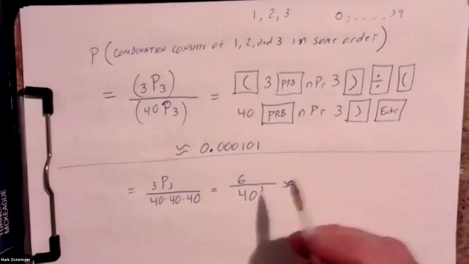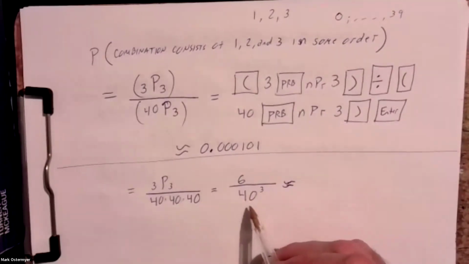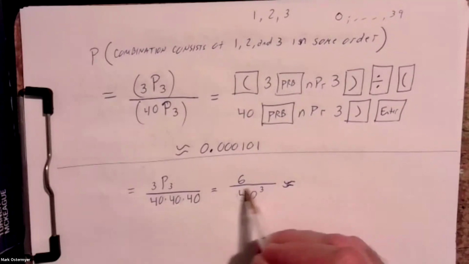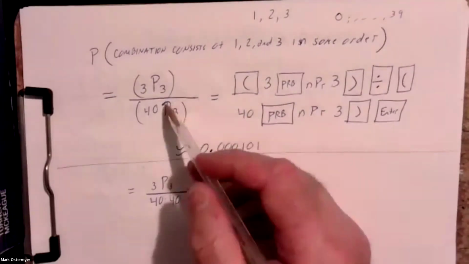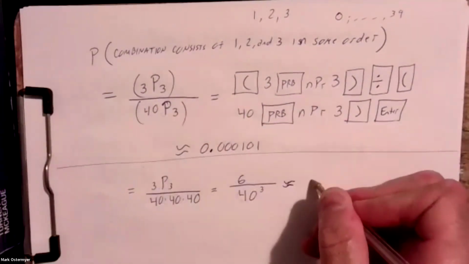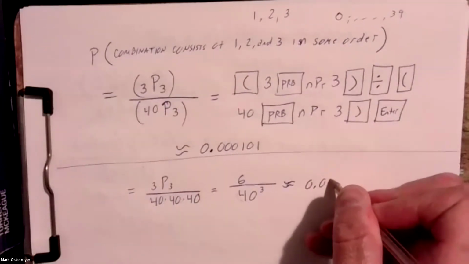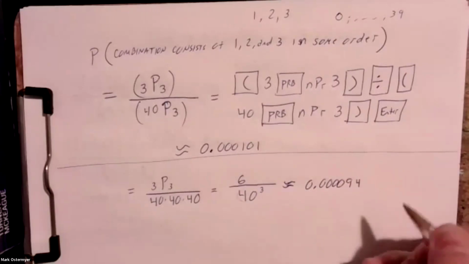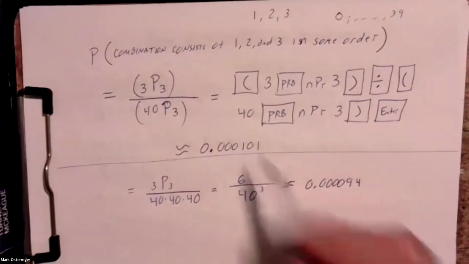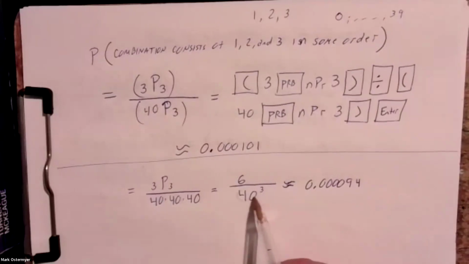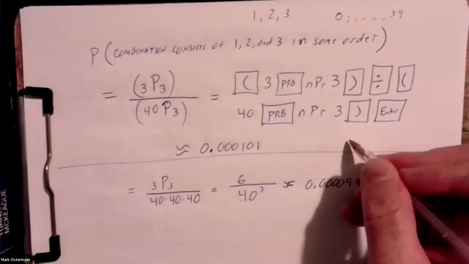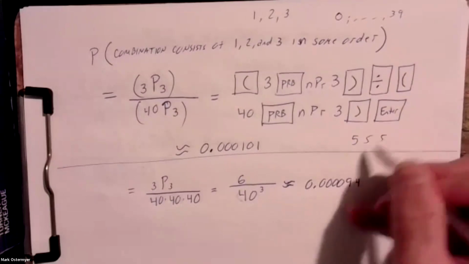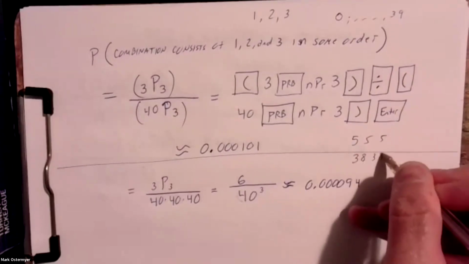Well, as you would guess, the probability becomes even smaller now that we could repeat numbers, as opposed to if we could not repeat numbers up here. So this is going to be about 0.0000094. This probability is smaller than this probability because now there are a lot more different three-number combinations you can form if you can have repeated digits, because now you could have a combination like 555 or 38, 38, 38.